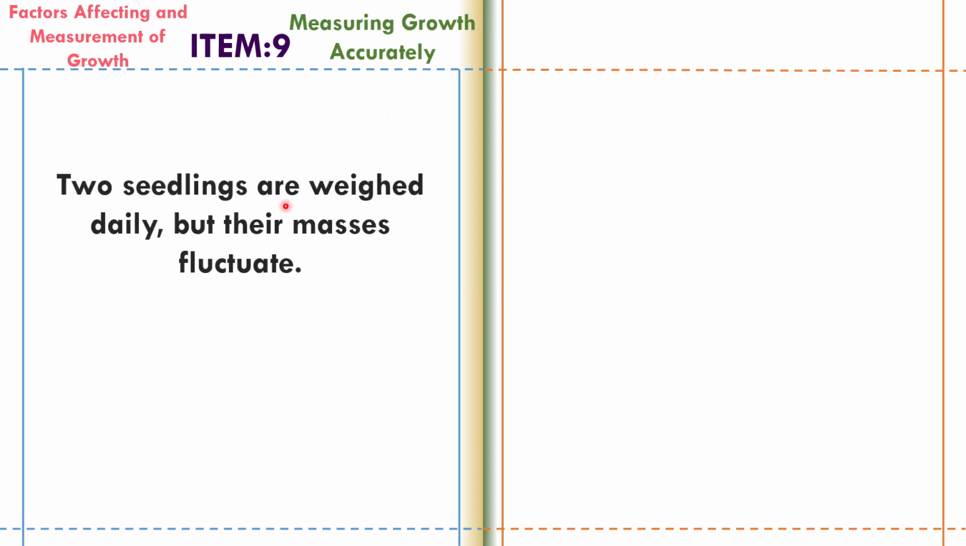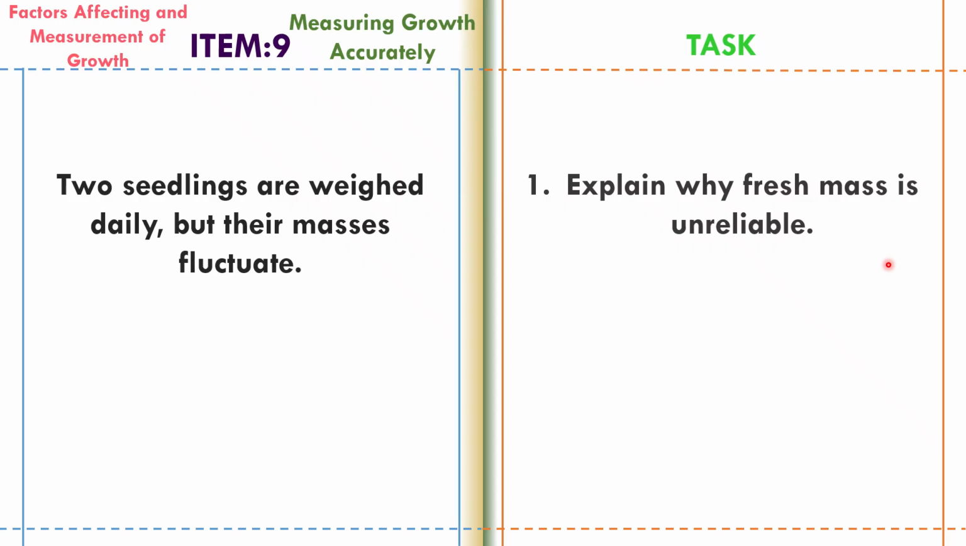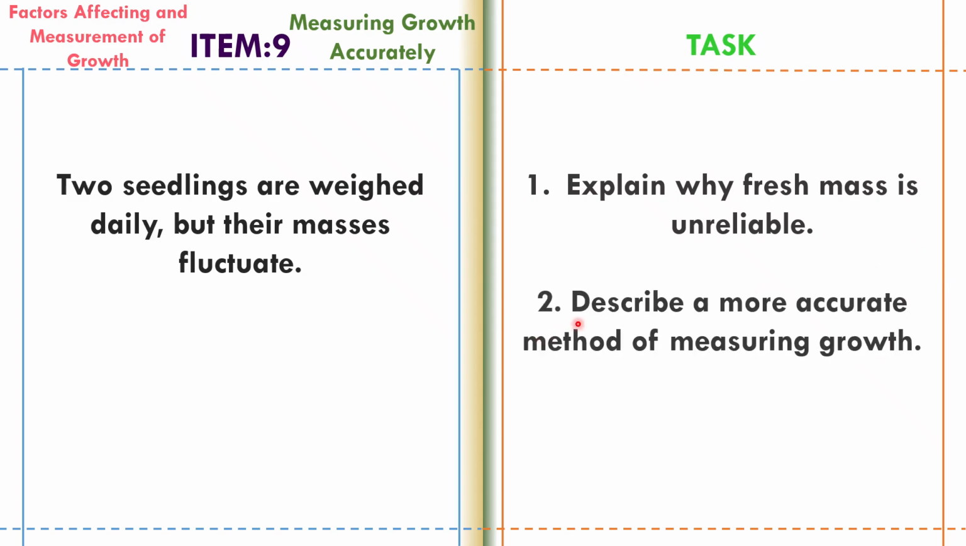Still under factors affecting and measurement of growth, item 9. We are going to look at measuring growth accurately. 2 seedlings are weighed daily, but their masses fluctuate. Task: explain why fresh mass is unreliable. Describe a more accurate method of measuring growth.